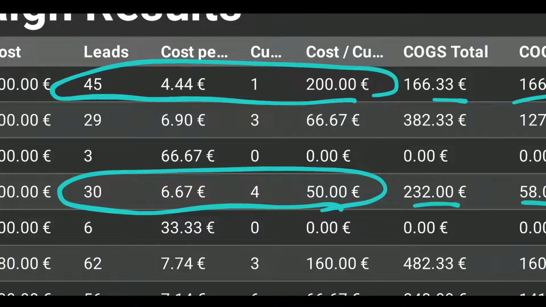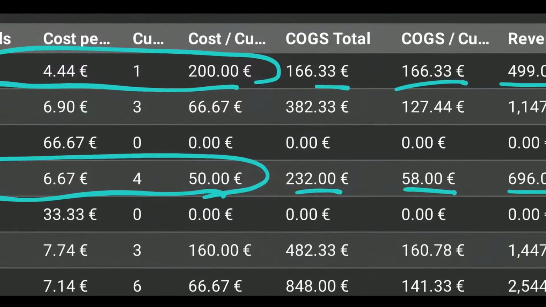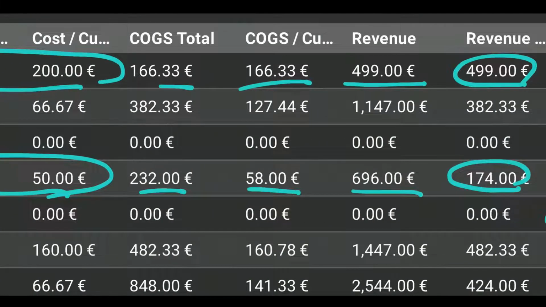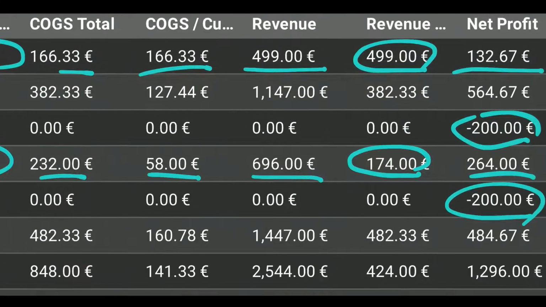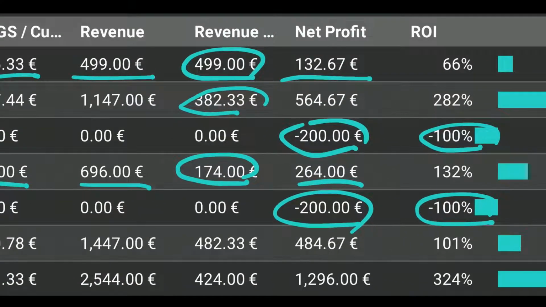It generates three customers. Kind of always third best. Yeah, kind of. It's third best, but it has pretty low cost per acquisition. It has pretty high revenue per customer, and it actually resulted in the biggest net profit. Isn't that surprising? Yeah.